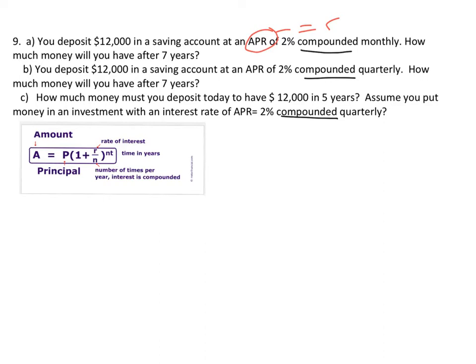Let's look at part A, and we'll go through as we go. You deposit $12,000 in a savings account. Before we even move on, you're putting $12,000 into the account. That's what you put in at the start. It hasn't earned any interest yet, but you just put in $12,000. So that's going to be your P.